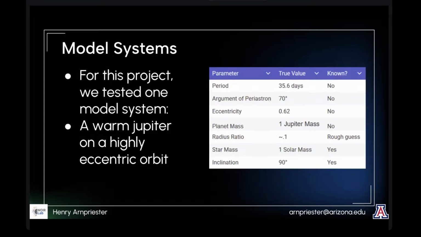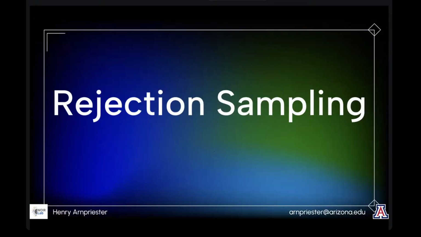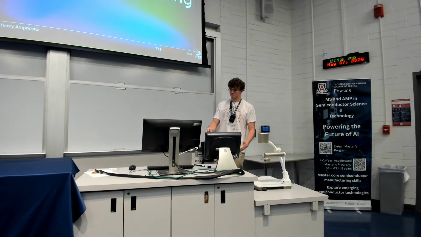So, for the sake of this project, we're using a model system of a warm Jupiter, which is something around the size of Jupiter, around a star the size of our sun, that orbits within 180. In this case, it's about 0.280. Yeah. So that first step is called rejection sampling.